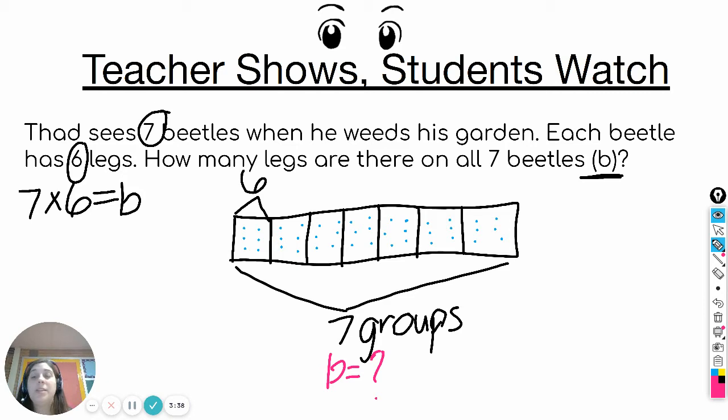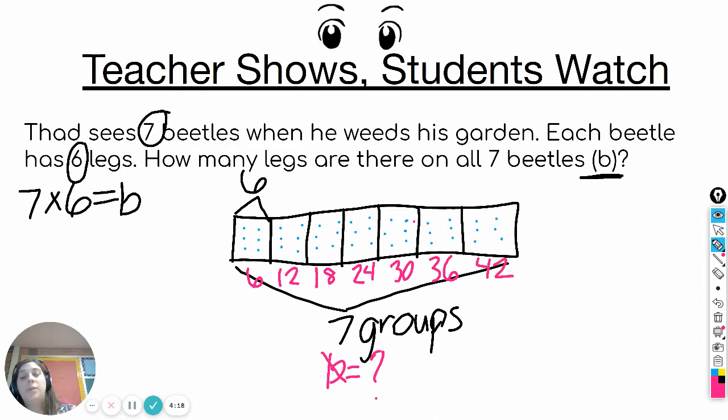So what I'm going to do is I'm going to skip count. What's nice about having my dots is I can just count my dots. 1, 2, 3, 4, 5, 6, 7, 8, 9, 10, 11, 12, 13, 14, 15, 16, 17, 18, 19, 20, 21, 22, 23, 24, 25, 26, 27, 28, 29, 30, 31, 32, 33, 34, 35, 36, 37, 38, 39, 40, 41, 42.